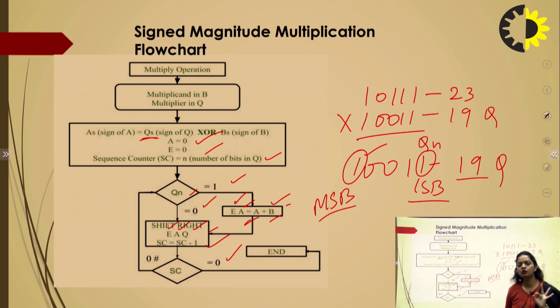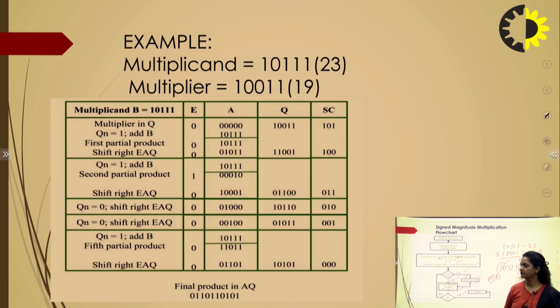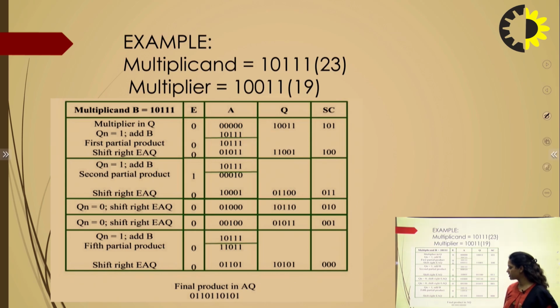So we need the sequence counter to control when to stop our algorithm and in which step we get our result. So these are the steps we follow, and when Q of N is 0, we directly perform the shift operation on the flip-flop E, the accumulator A and the multiplier bits Q. So by using this flow chart, let us have a look at the example of how we will perform this EAQ multiplication. This is the example which has already been done.